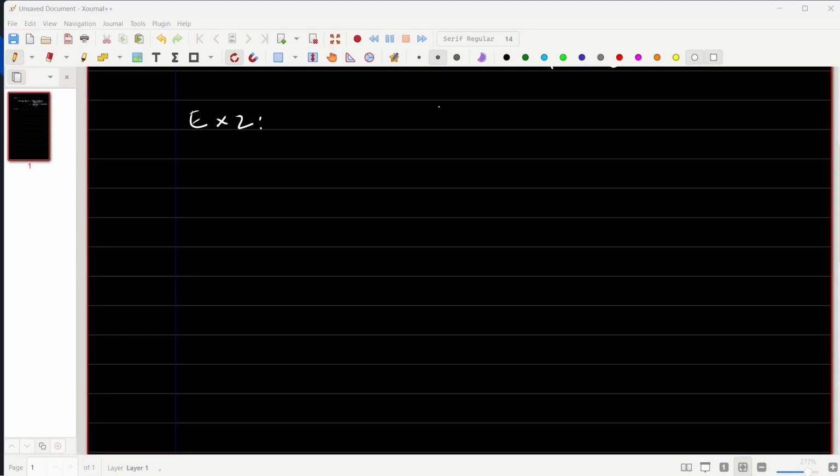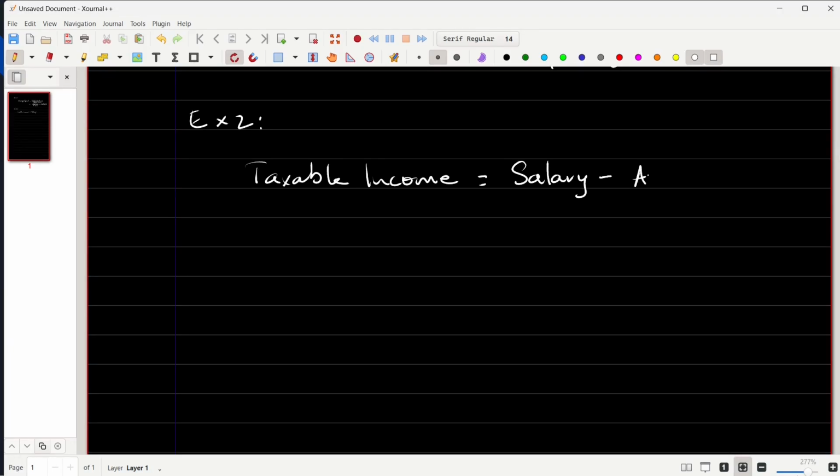All right, let's work on the solution for number 2. Now, the first thing we need to figure out is our taxable income. The taxable income would be equal to your salary minus your allowance. They're basically telling you what you're allowed to have untaxed. So that is $7,000 minus your $6,000. And that means you have to get taxed on this extra $1,000 that you are making above their allowance.